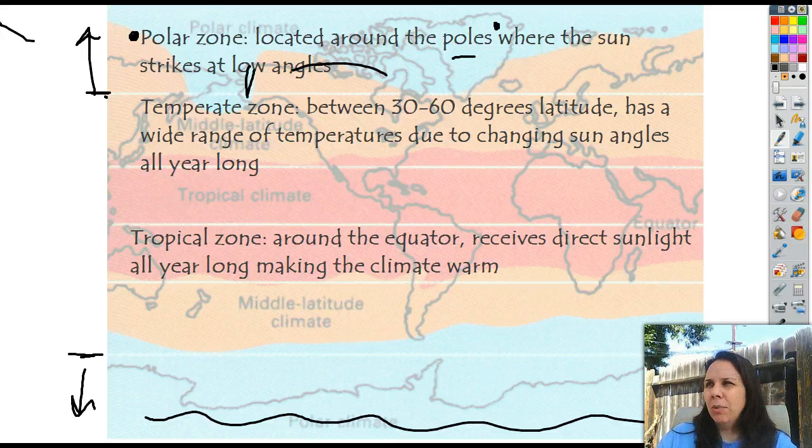So the polar zone, sorry about the trains, there's a train track right across the street, so that's what the big loud noise is.